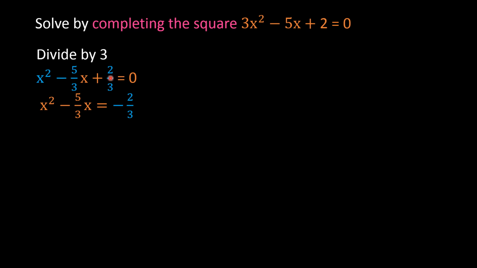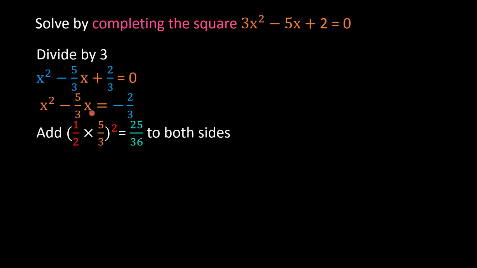After that we will take this 2 divided by 3 on the right hand side, so it will become negative. Now we will add half multiplied by 5 divided by 3 whole squared, where 5 divided by 3 is the coefficient of this x. So it becomes 5 squared 25. 2 3s are 6. 6 squared becomes 36. So we will add 25 divided by 36 on both the sides, plus 25 divided by 36 and plus 25 divided by 36.